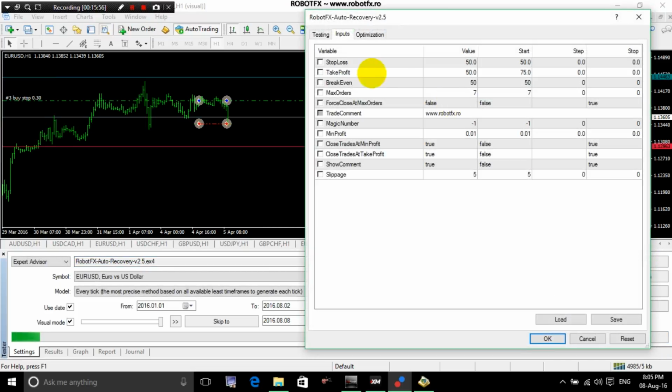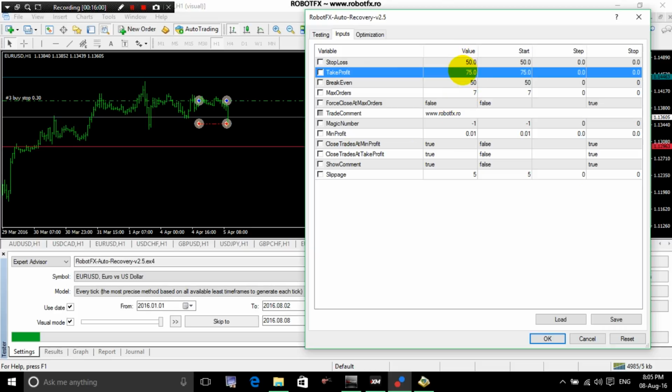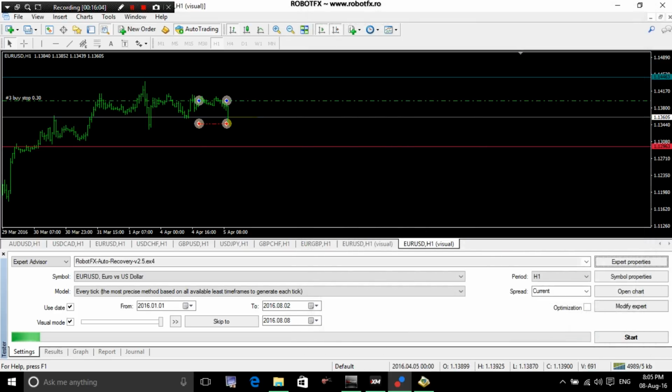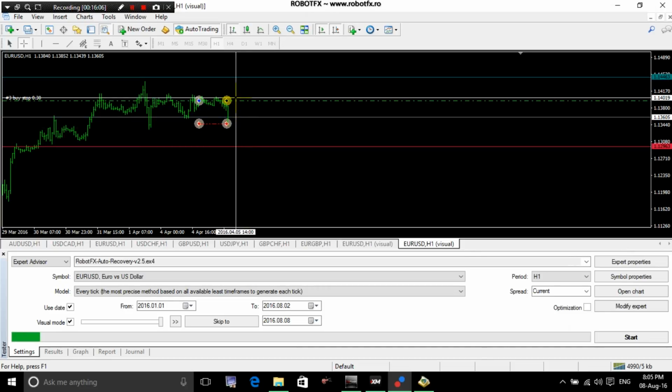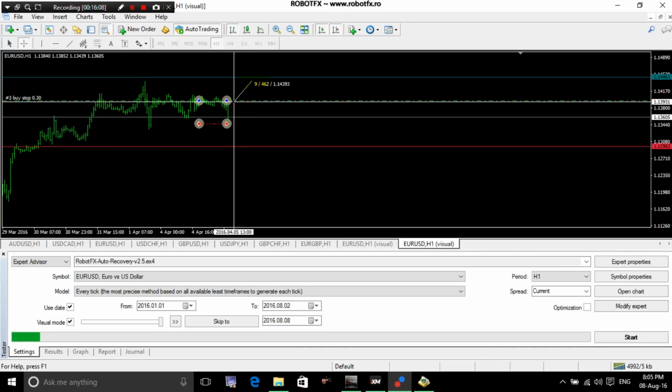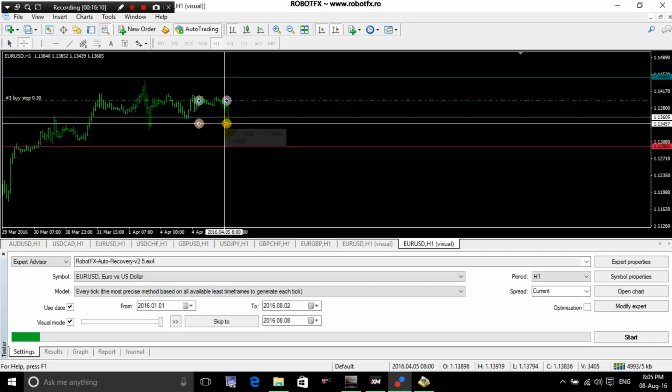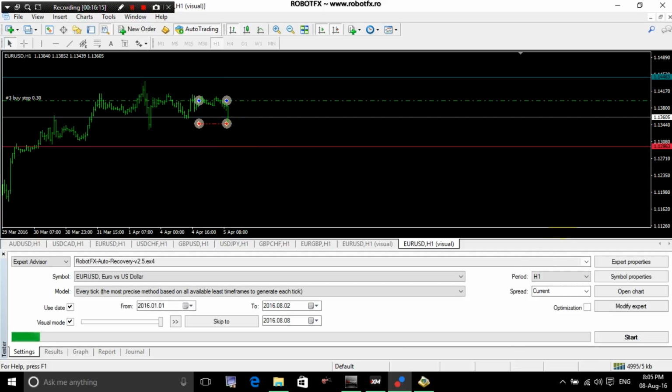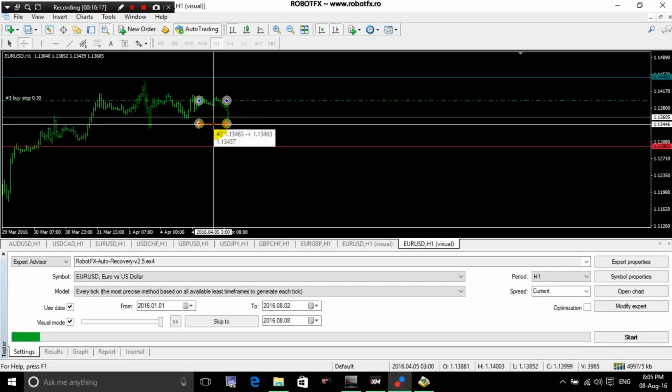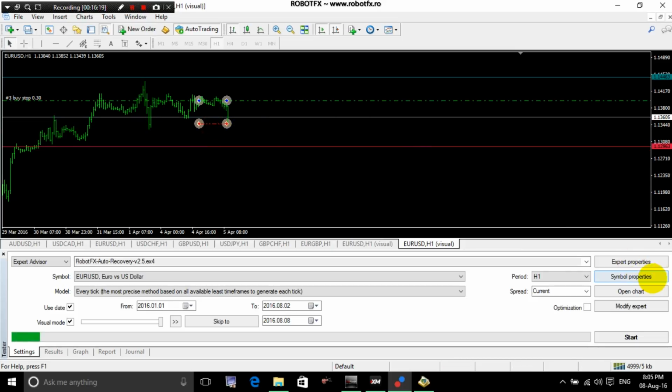The ratio between stop loss and take profit. The default is 50 to 75. Break-even is self-explanatory. Let's say if the price goes in your favor for either these buys or sells, once it is at the break-even distance away, which is 50 pips by default, the expert advisor will set the stop loss at the entry price.